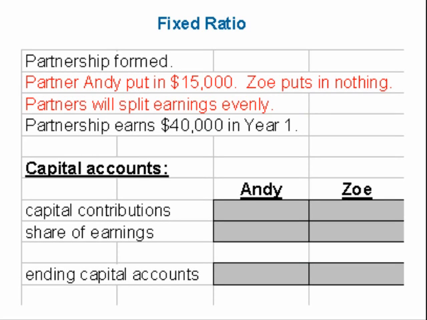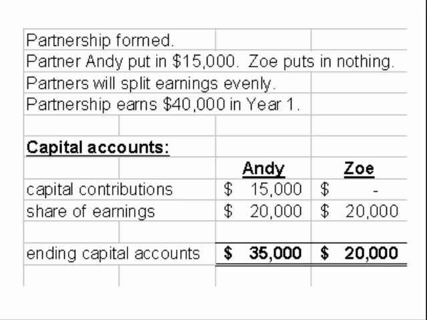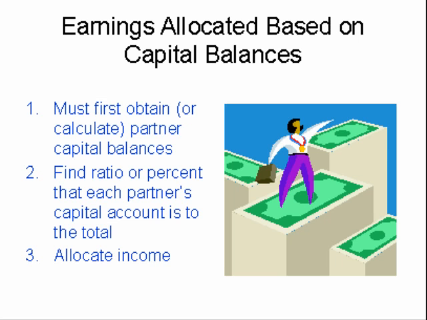All right, here's a new example, a little bit more difficult. Fill this out, the gray areas. Okay, so here it didn't matter what the opening capital accounts or the capital contributions were. You still split the income evenly.